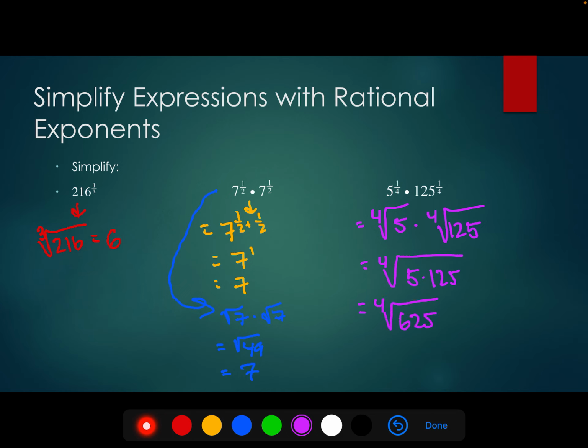So now we have the fourth root of 625. And if we were to take the fourth root of 625, we would get 5, right? And that's because 625 is equal to 5 to the fourth power.